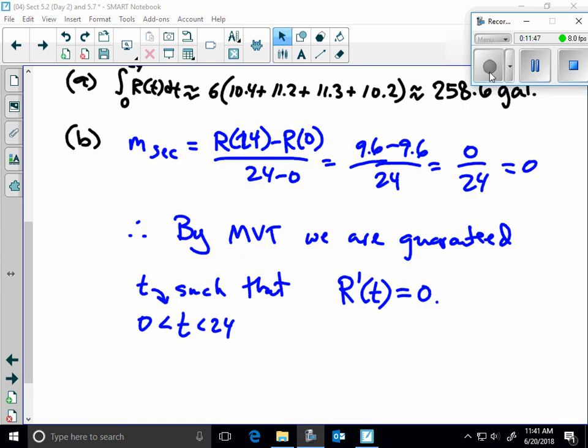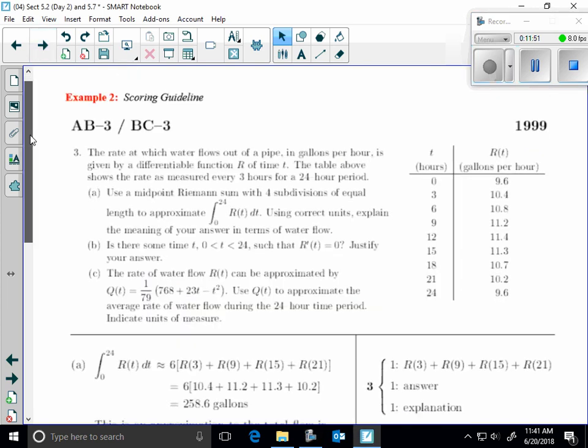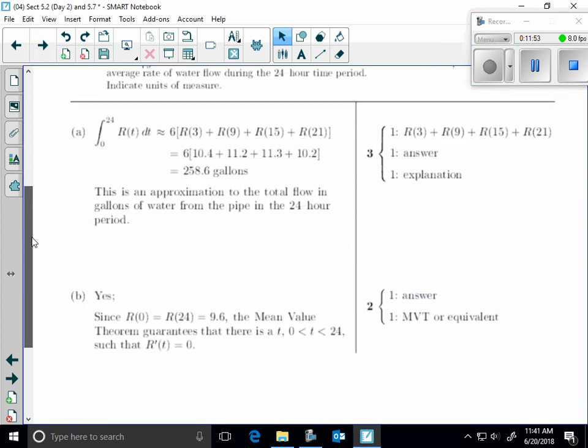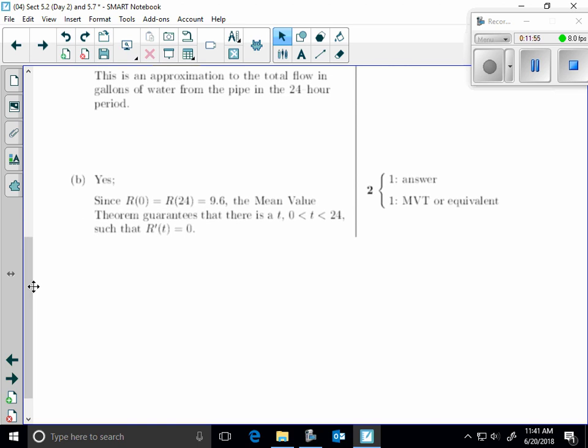Okay, so let's check and see how we did on part B. All right, so it says yes. Did we say yes? I don't know if we officially said yes. Let's say we did, seeing that we said that the mean value theorem would guarantee. So we did use the word guarantee. But since r of 0 equals r of 24, which is 9.6, the mean value theorem guarantees that there exists a t between 0 and 24 such that r prime of t equals 0.